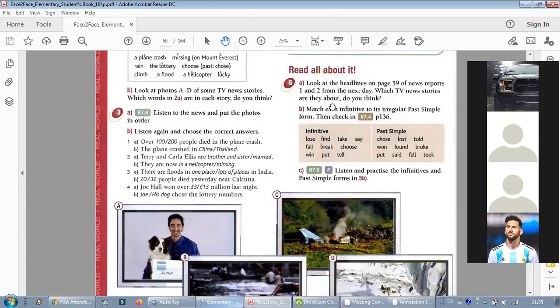Now, part B, match the infinitive to its irregular past form. All right, so here we're going to match some of the verbs. We're going to match the infinitive verbs. In box A we have the infinitive verbs, and in box B we have the past simple verbs. All of these verbs are irregular, so this means all of them are different. They don't have ed. These are not regular verbs.